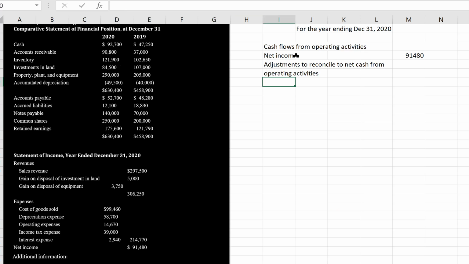Okay, and now we're going to be looking for anything that's not cash. So the first thing, the easiest thing that we usually start with is depreciation expense, because we know that depreciation expense is an accounting concept. There's no actual cash outflow associated with depreciation expense. We have a cash outflow when we purchase the asset, but not in the way that we're going to depreciate it for accounting purposes. So if we take a look at the income statement, we can see depreciation expense is broken out here. So we know that it's $58,700.